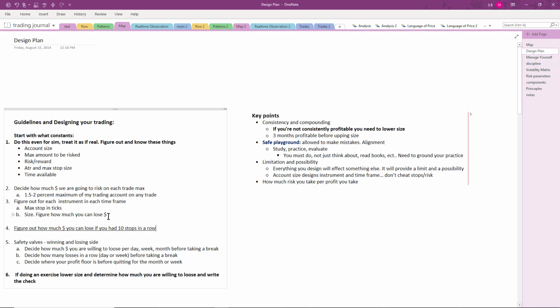Don't count on "I'm just never going to have that happen." It's better to prepare ahead of time. If 10 stops in a row times whatever your max is going to make you nuts, don't do it. So this is a good gauge you can go by.